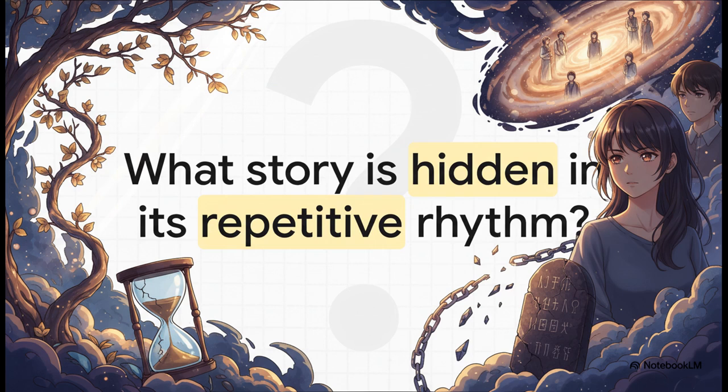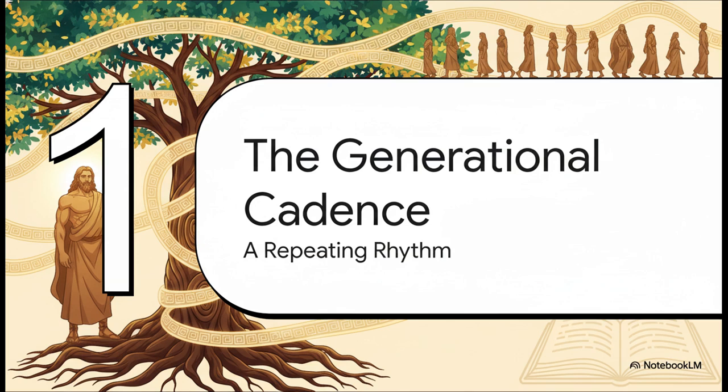Now, at first glance, it really does just look like a census, right? A list of names and numbers. But what if that repetitive rhythm is hiding a bigger story? As we're about to find out, that rigid structure is the whole point. It sets up this pattern, this rhythm of life and death, a rhythm that's about to get broken in a huge way.